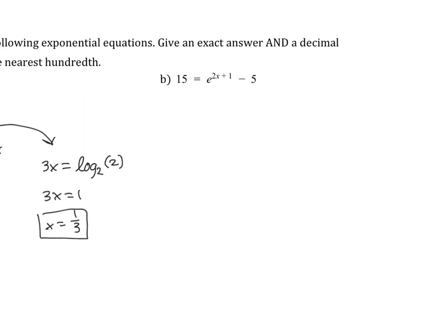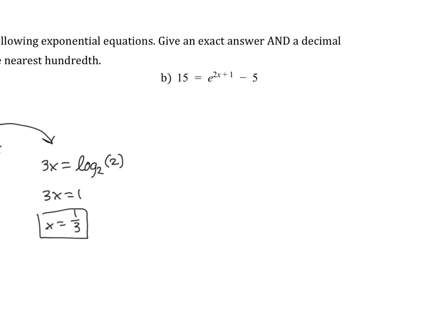All right, let's try another one together. So here we have 15 equals e to the power of 2x plus 1 minus 5. So remember, our first step is always to isolate our exponential term. So we can do that pretty easily by adding 5 to both sides. So 20 equals e to the power of 2x plus 1.